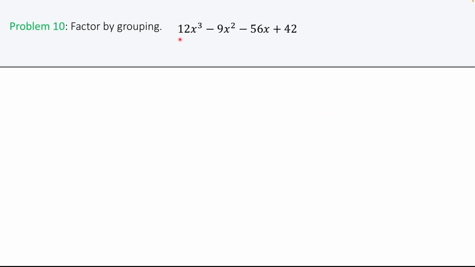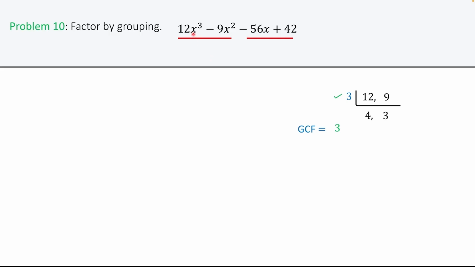Factor by grouping. 12x cubed minus 9x squared minus 56x plus 42. This polynomial also has 4 terms. So we factor it by grouping. Form 2 groups. And factor each group. Take the numbers 12 and 9. Divide. These numbers can be divided by 3. 12 divided by 3 is 4. 9 divided by 3 is 3. Now there is no number that can divide 4 and 3. So the GCF of the numbers is 3.